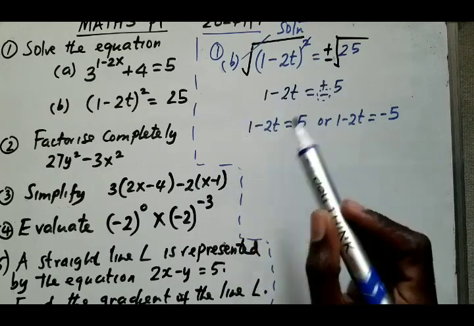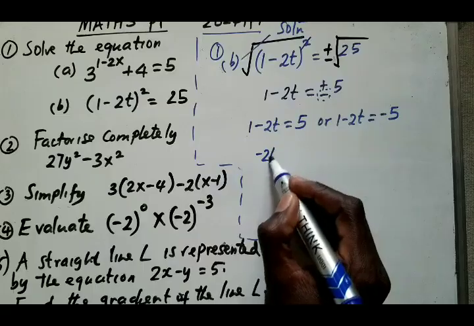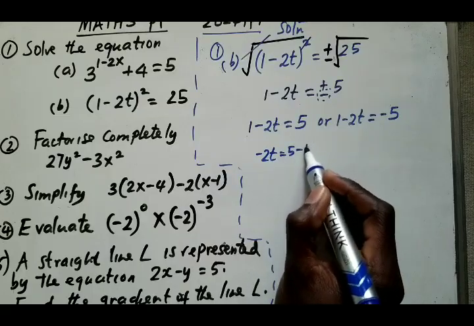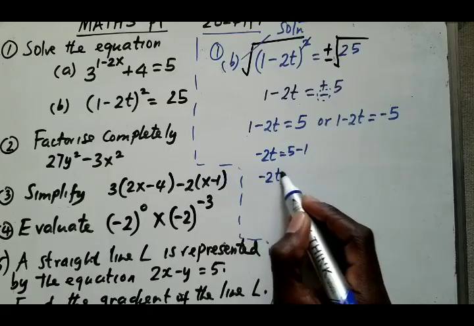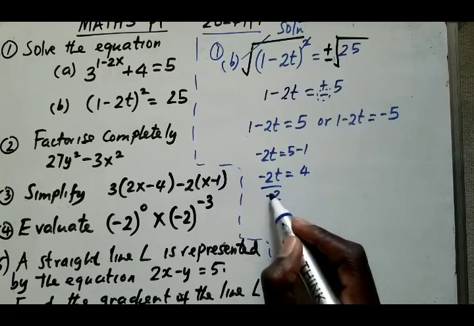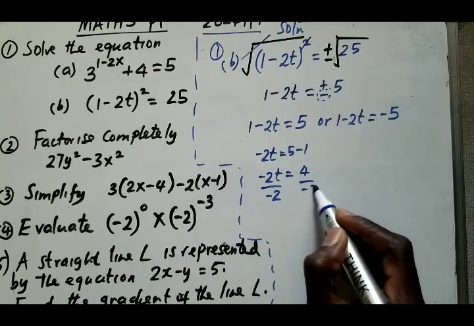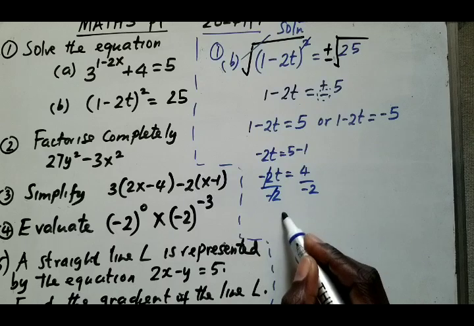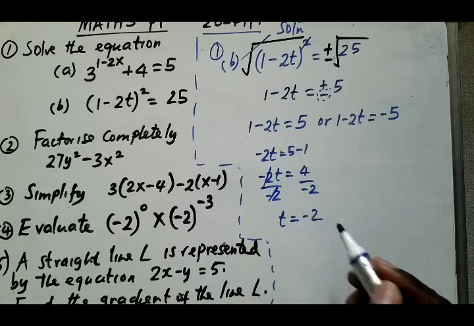So you can solve these two independently. This 1 can go that side. I'll remain with negative 2t is equal to 5 minus 1. So it will be negative 2t is equal to 4. I'll divide by negative 2. What I do this side, I'll do the other side. So meaning t is equal to negative 2.